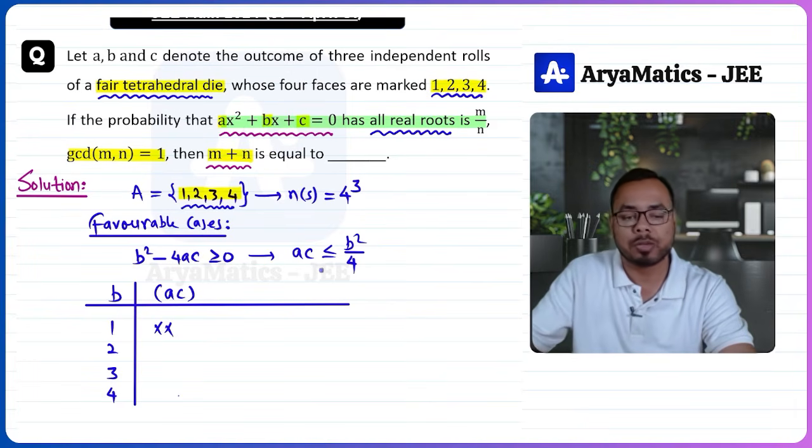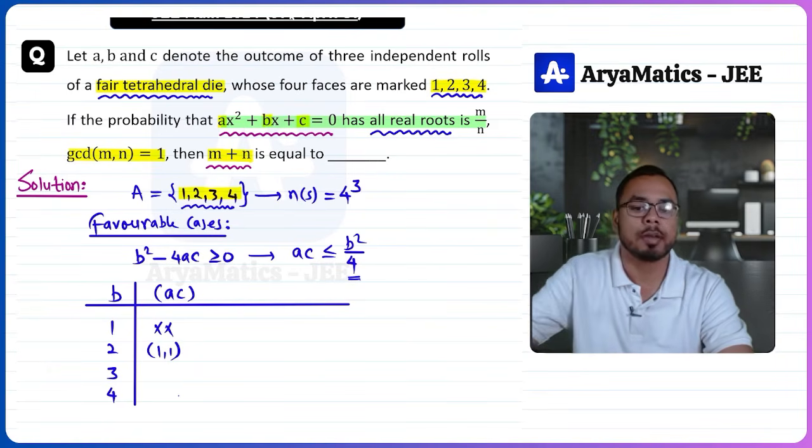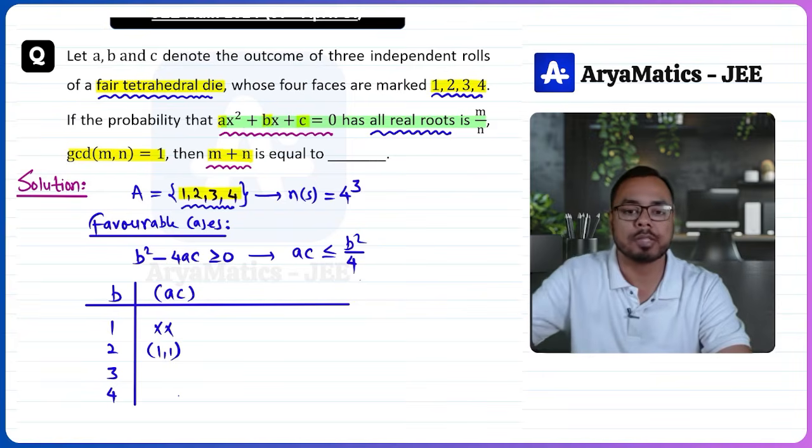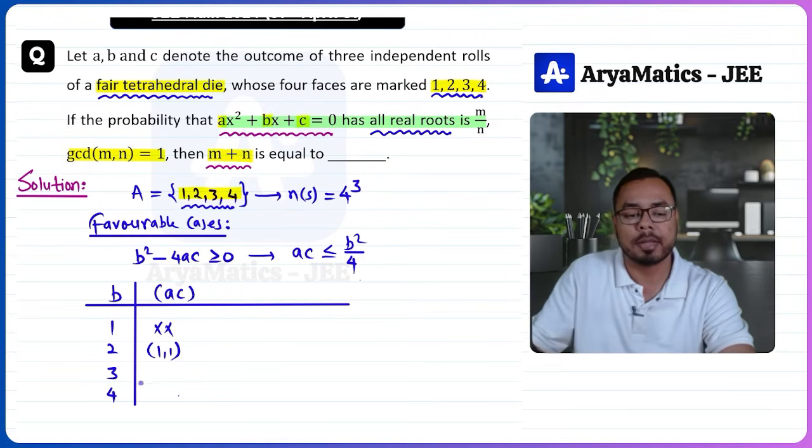If I take B as 2, then the condition will be, from here you can see that if B is 2, AC must be less than or equal to 1. So that means there is only one possibility: A is 1 and C is 1. Right? Only when both A and C are 1 and 1, then AC will be equal to 1, and we can satisfy this condition.